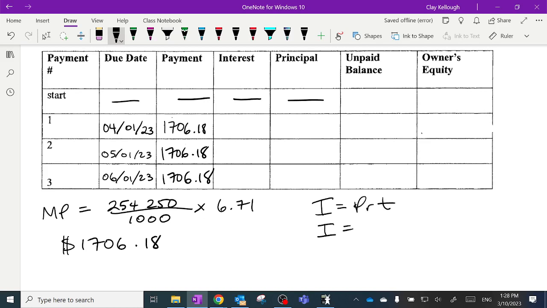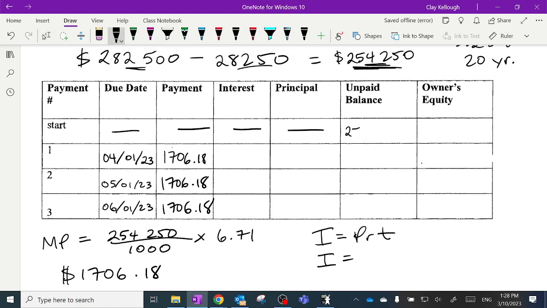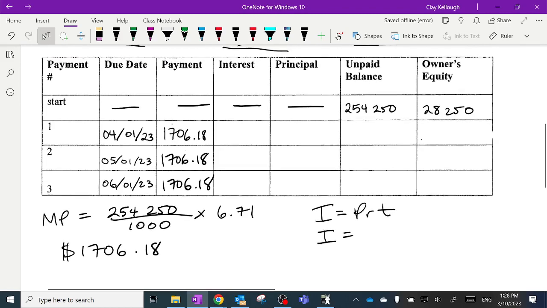Okay, I guess we better start filling that in. The unpaid balance of my house is how much my mortgage is for, $254,250. And the equity is how much my down payment was, $28,250. And there we go. So my interest is going to be based on this principal times the rate. Now, what was the rate again? I think we said 5.25%.